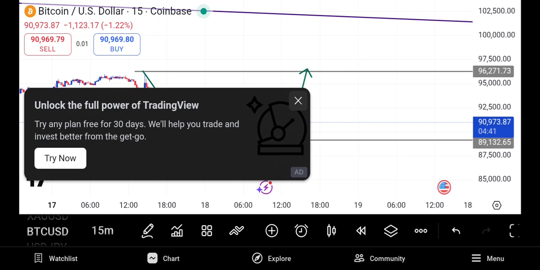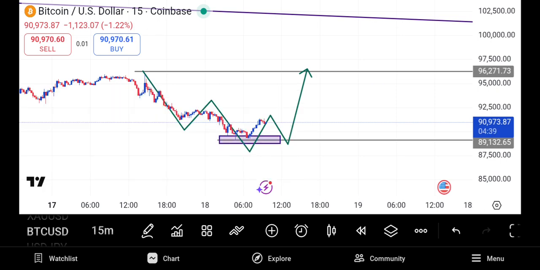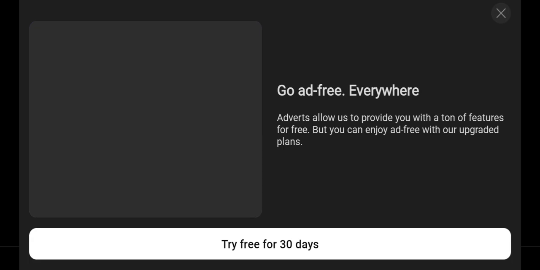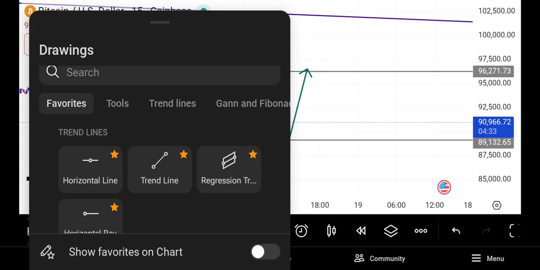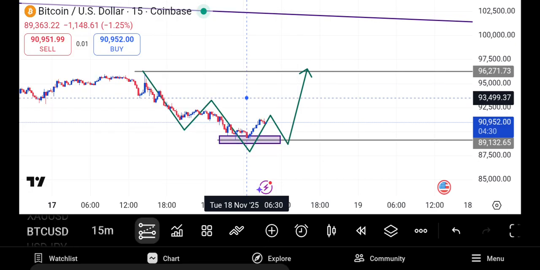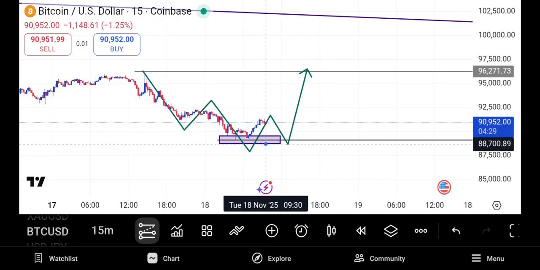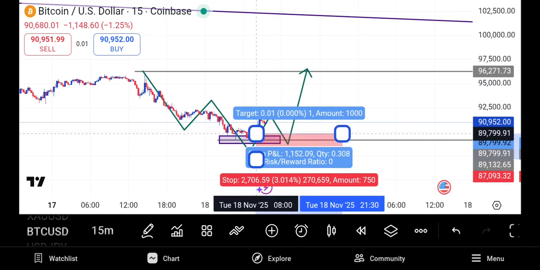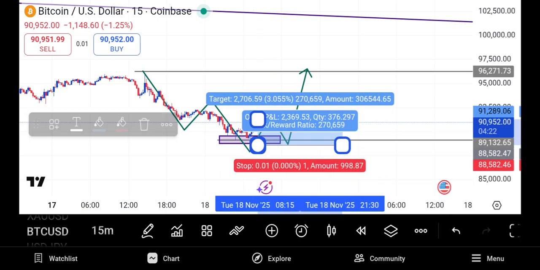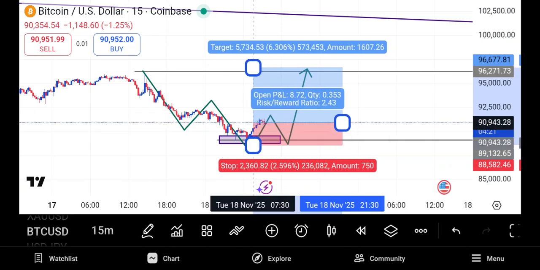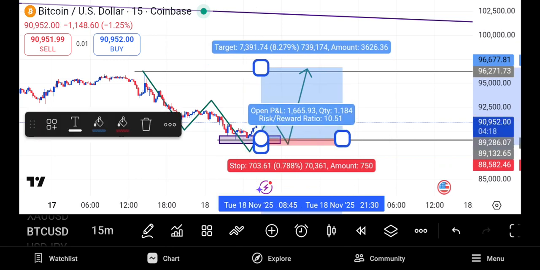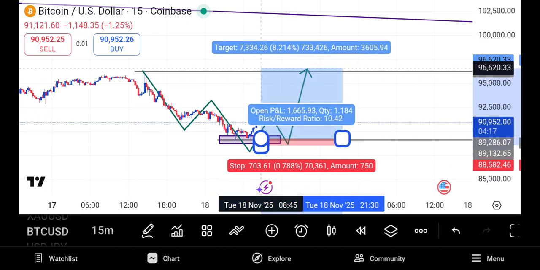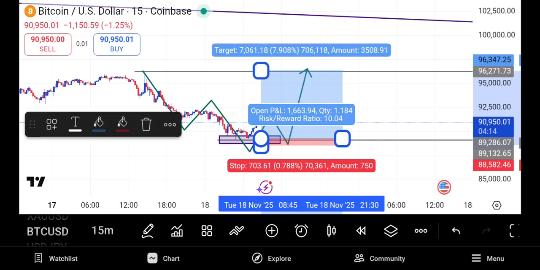And again, if we were to execute this trade, this is how we would take it, actually. Long position, stop loss under that support, and then our take profit would be literally up here at this resistance. That's where our take profit will be.